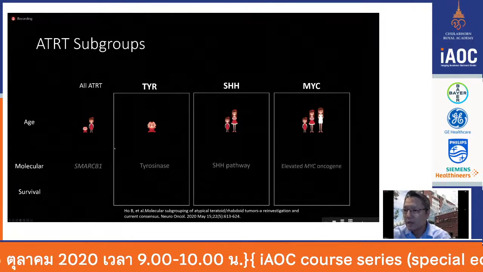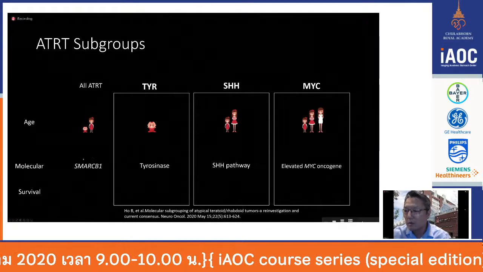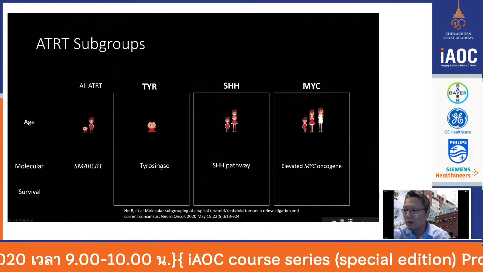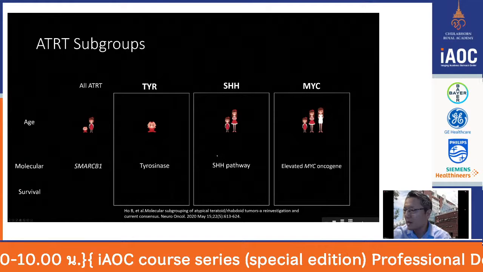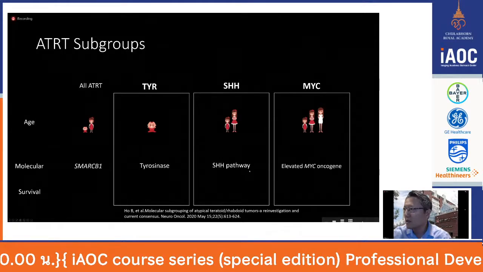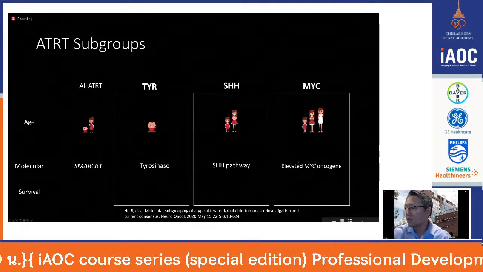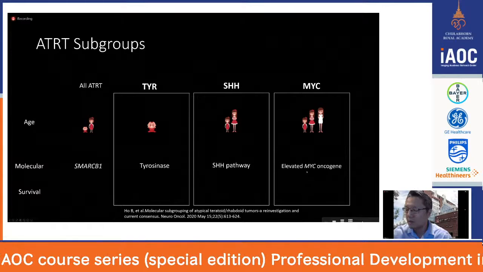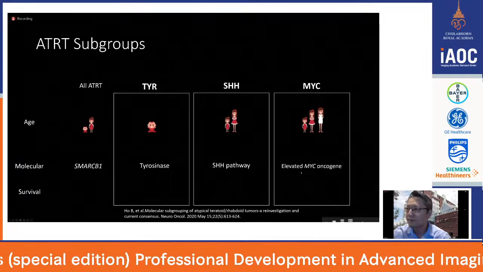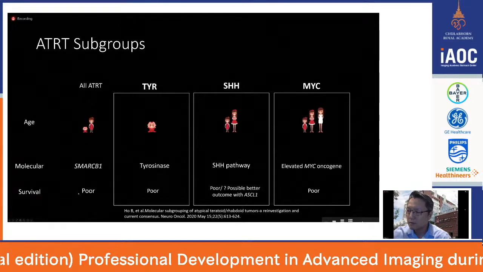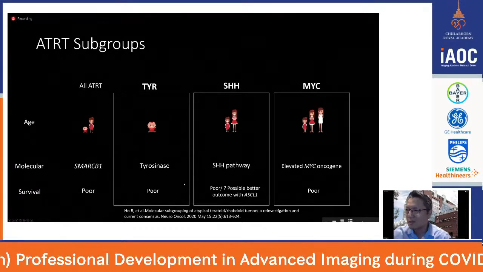For the molecular changes, all of them have the SMARCB1 mutation. In addition, the TYR subgroup has a tyrosinase mutation. SHH involves the SHH pathway. And the MYC has an elevated MYC oncogene. This is a little different from the amplified MYC that we saw in medulloblastomas. It's just elevated and not amplified in different copies. And then finally, for survival, they're actually all poor. They haven't necessarily seen a different outcome in these three groups.